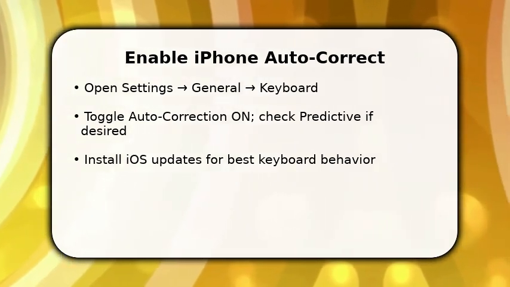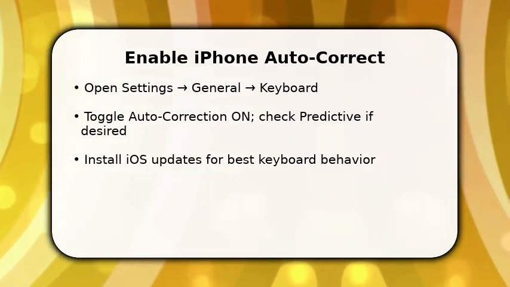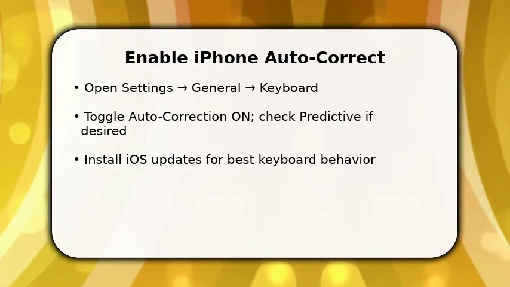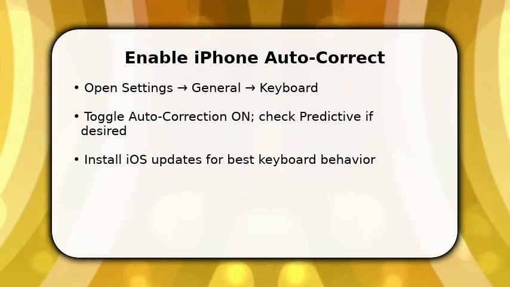Once done, close Settings and open WhatsApp. Autocorrect follows the system, so you don't change anything inside the app yet. This step ensures your phone will correct typos as you type in chats.